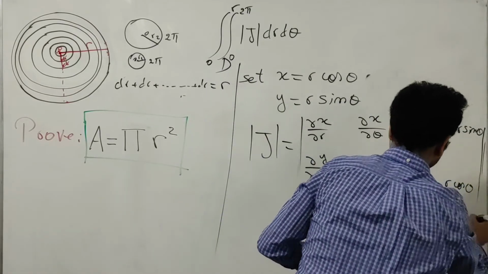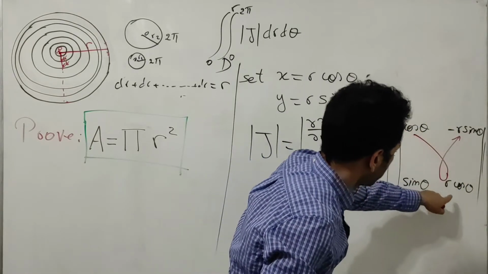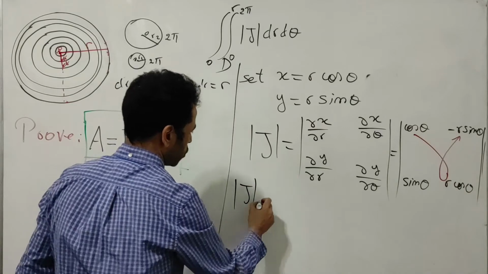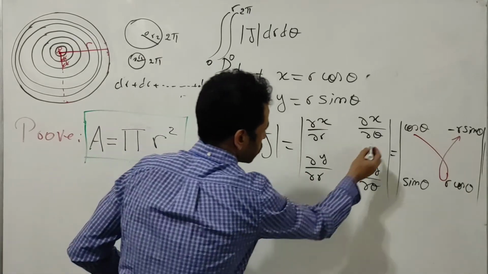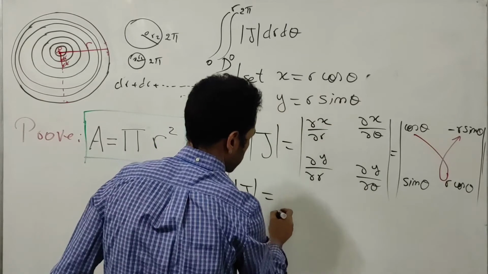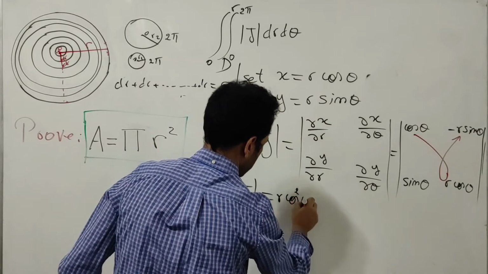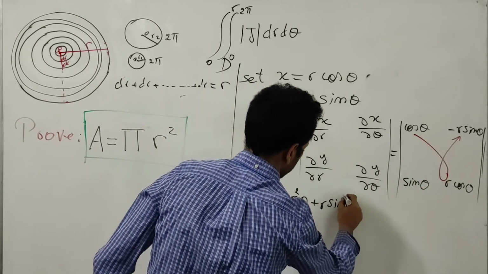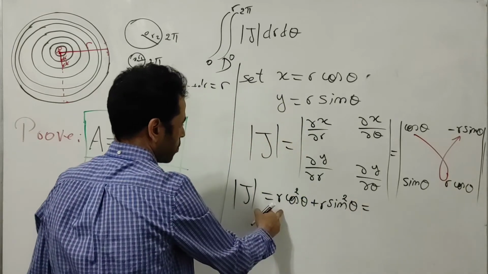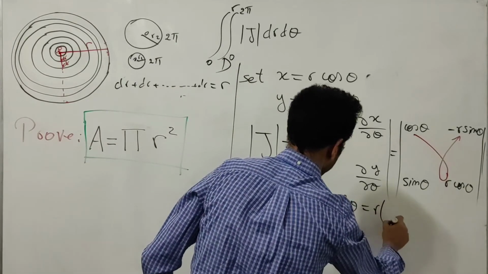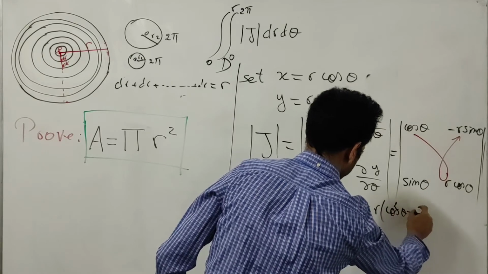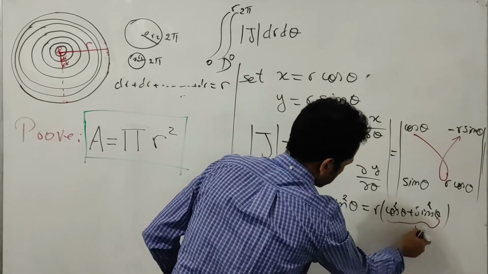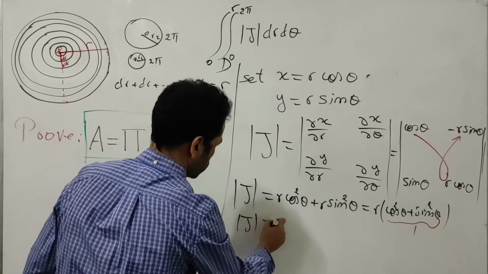So now I'm going to calculate this determinant. This one multiplied by this one minus this one multiplied by this one. So I will have the absolute value of G as the determinant. I get cosine multiplied by r cosine theta, which is r cosine squared theta, minus, and this minus becomes plus, r multiplied by sine squared theta. By taking r as a common factor, I get cosine squared theta plus sine squared theta. This is well known to be equal to 1, so we have G equal to r.